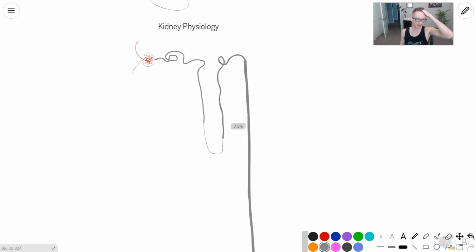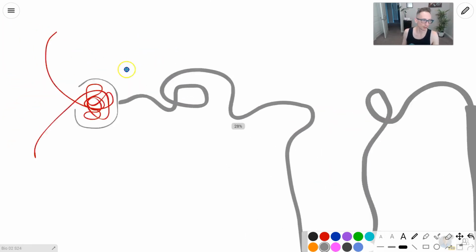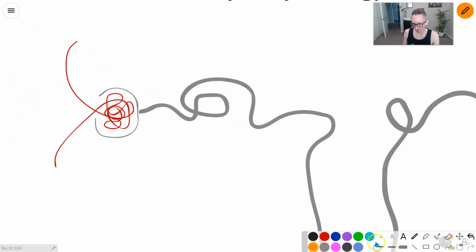All right, so what is going on here? Like I said, we have blood filtering out here. We'll make it in pink. So the blood filters out of the capillary, and then it goes down this tubule, right? Like so. And it comes around, and in this tubule, what is actually happening is one major thing.